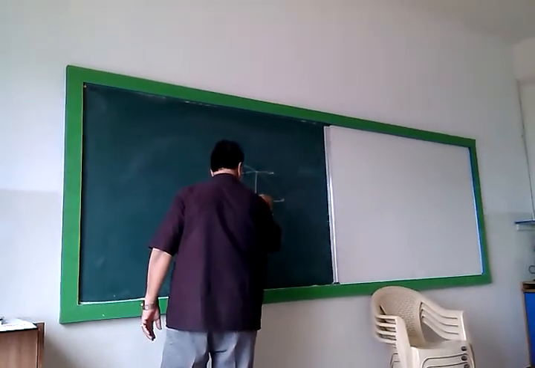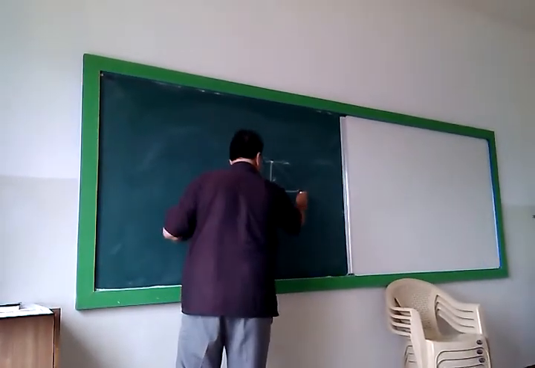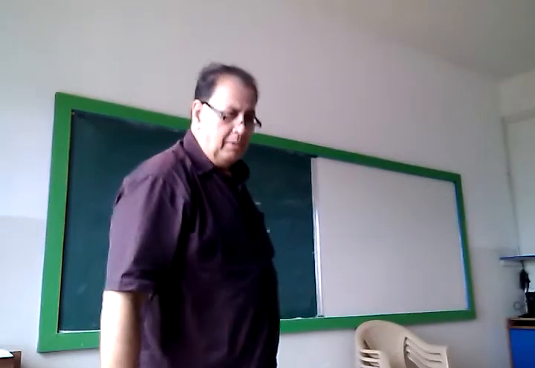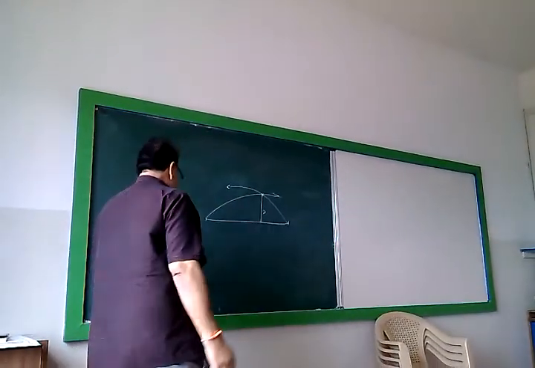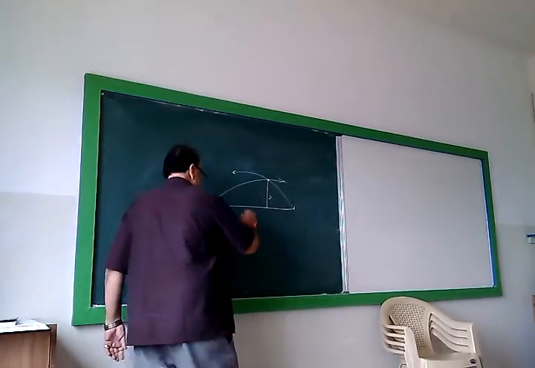I want this height where these two bodies will meet. These two balls are thrown simultaneously. Two projectiles are thrown simultaneously from two ends of a distance. This distance I am giving. Okay? This distance is given.